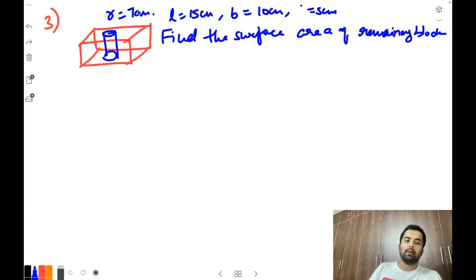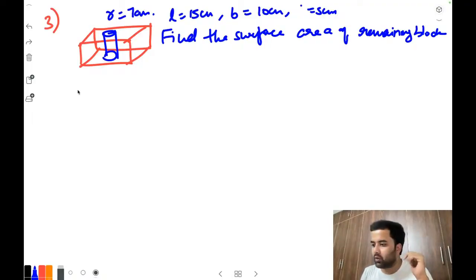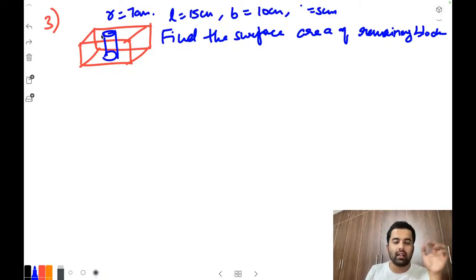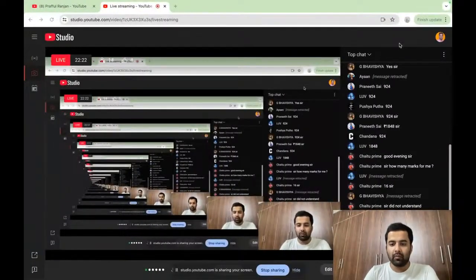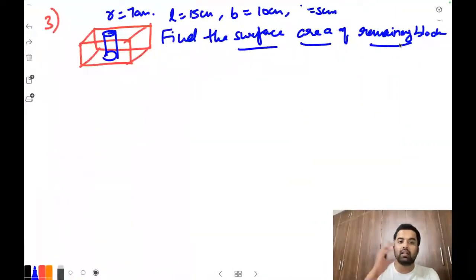Imagine it. You're having one cuboid shape. From the middle part, one cylindrical hollow. This pipe kind of, it is drilled out. A cylindrical kind of shape is drilled out from the middle, from the center. How to figure out the surface area of the remaining block? Imagine that kind of shape in your mind.